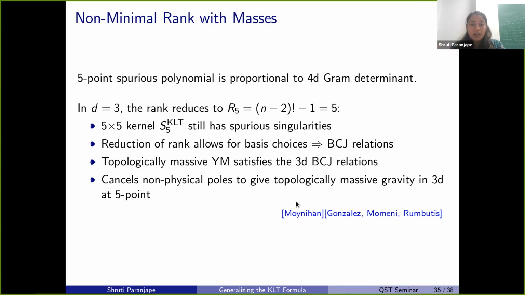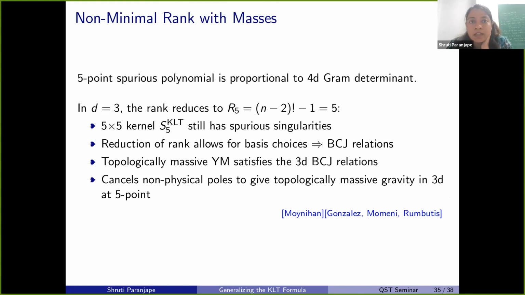This is work by Nathan Moynihan, Mariana Gonzalez, Bomeni, and Rumbutis. So topologically massive Yang-Mills means Yang-Mills with a Chern-Simons term? Yeah. Okay, thank you. In 3 dimensions. Yes.